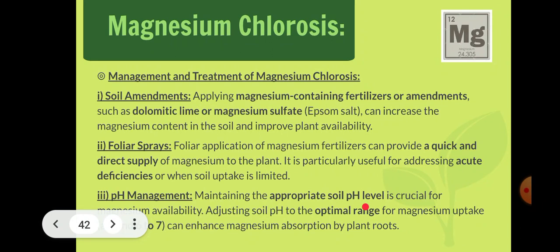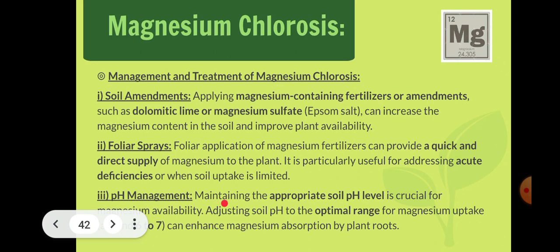Now I will be talking about the management and treatment of magnesium chlorosis. The first one being soil amendments. Applying magnesium containing fertilizers or amendments such as dolomitic lime or magnesium sulfate, which is also called Epsom salt, can increase the magnesium content in soil. Next one is foliar sprays. Foliar application of magnesium fertilizers can provide a quick and direct supply of magnesium to the plant, and it is particularly useful for addressing acute deficiencies or when the soil uptake is limited.